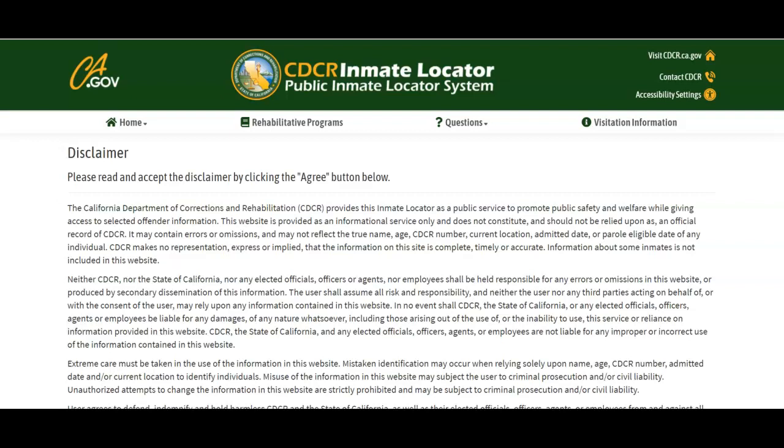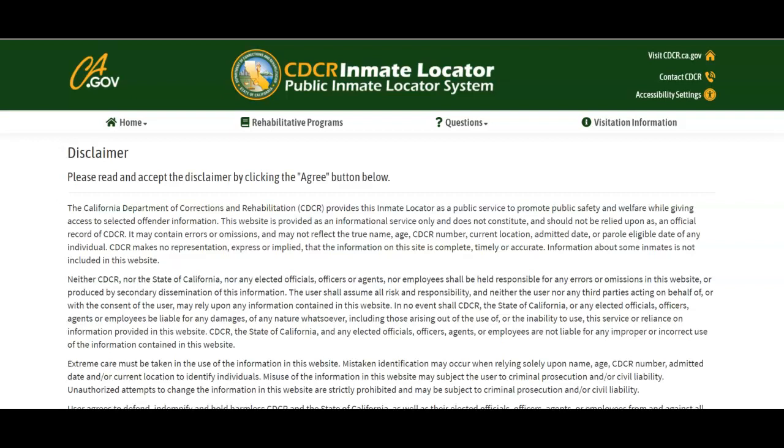Today we're going to be taking a look at how to find California inmates. And to do that, we're going to look at the California Public Inmate Locator System. Now, California has about 130,000 inmates based on the last census taken. So it's quite a lot of people that are involved in the California inmate system. And that's just the state level, not including the federal.